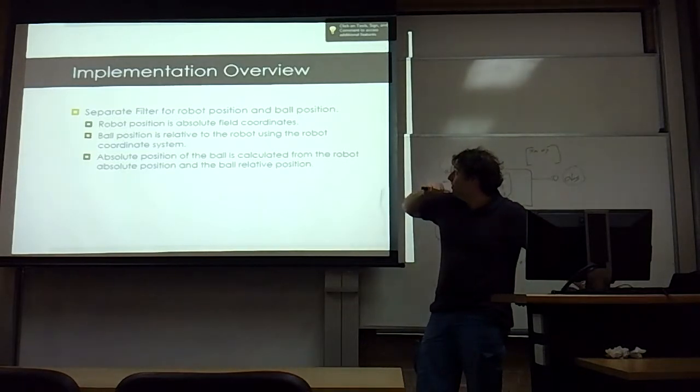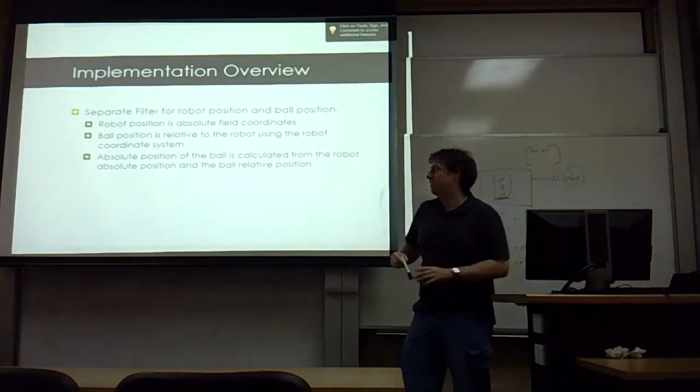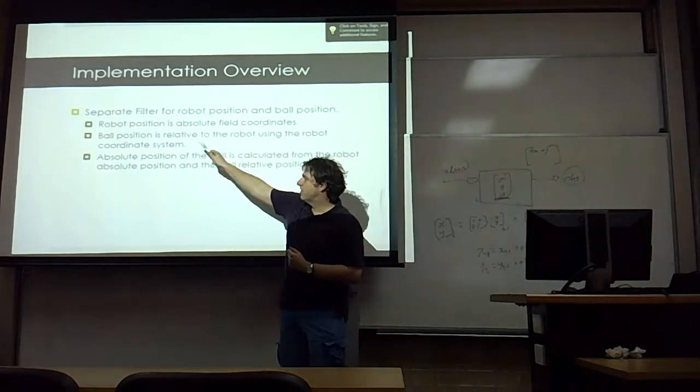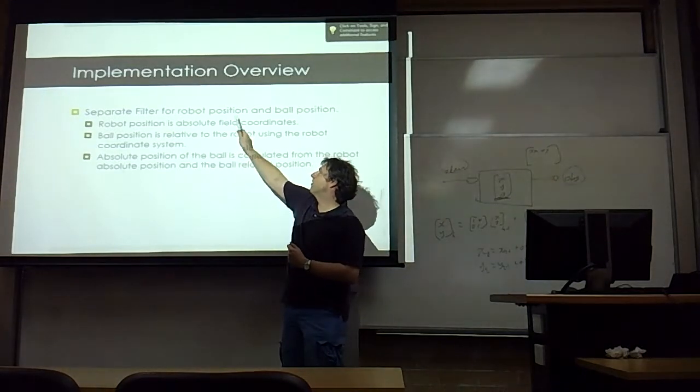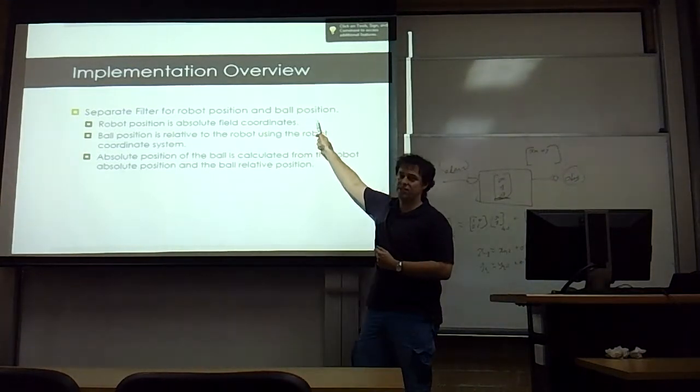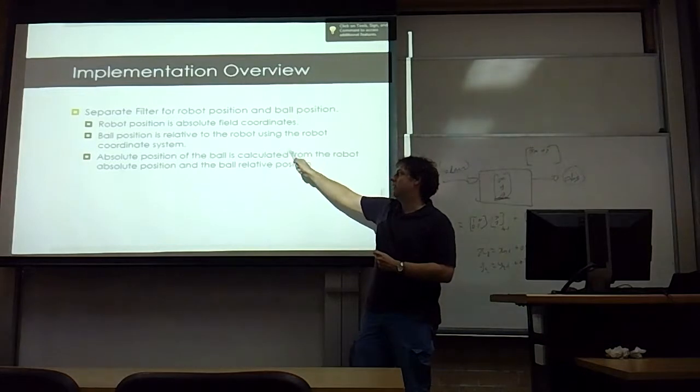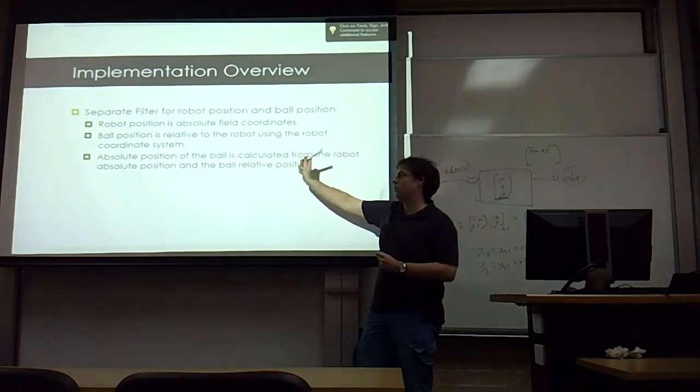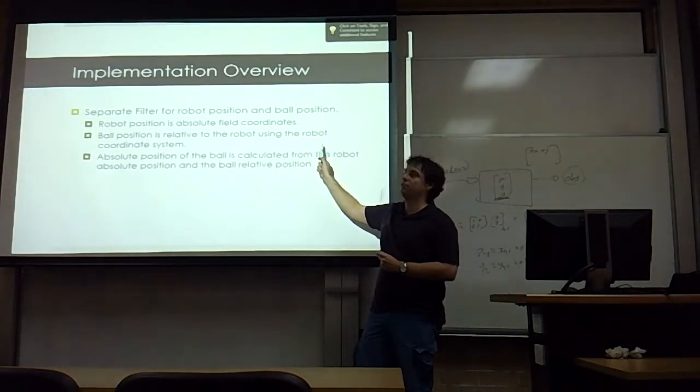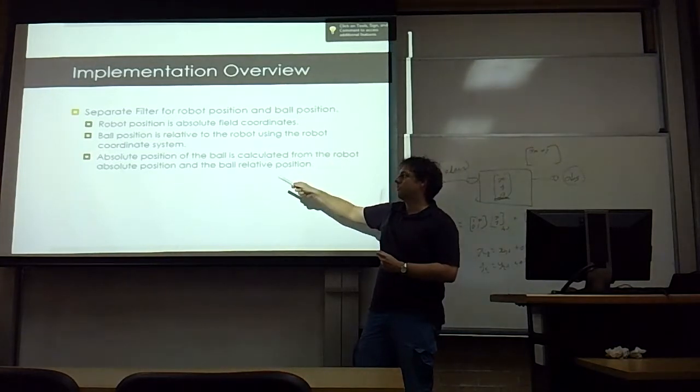So this is some of the more specific implementation stuff. With the localization system, we have a separate filter for the robot position and for the ball position. The robot position is in absolute field coordinates. The ball position is relative to the robot, using the robot's coordinate system.